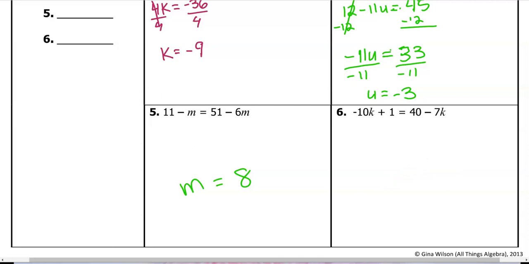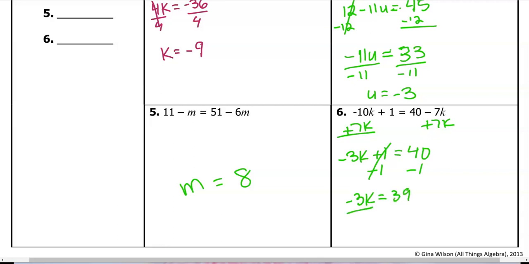All right, so here we go. With 6, I'm going to add 7k over here. Negative 10 plus 7 gives me negative 3. And then I'm going to subtract 1. So now I have negative 3k equals 39. And then I'm going to divide by negative 3. And then we get negative 13.